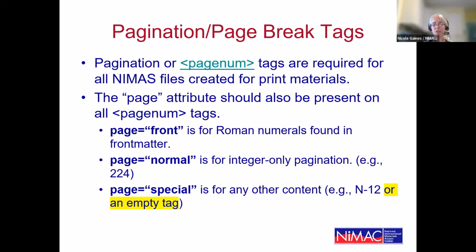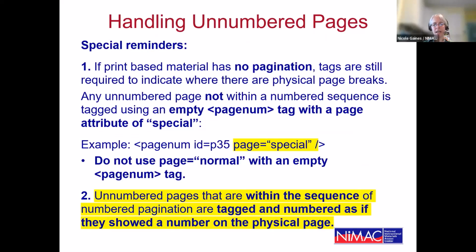You also need to be sure and use special if you have an empty tag. One of the things that we sometimes see is that somebody has indicated that the page numbering is blank. They've not included a page number, but they've had normal included as the page type. And believe it or not, that can actually hang up conversion in some software. So just make sure that you use special if you ever have an empty tag.